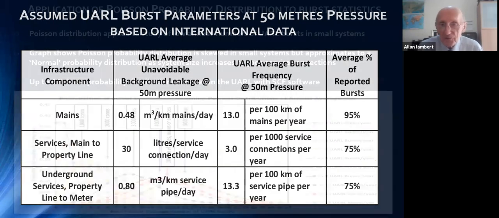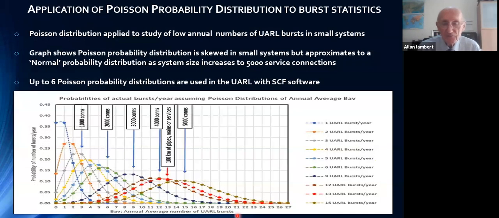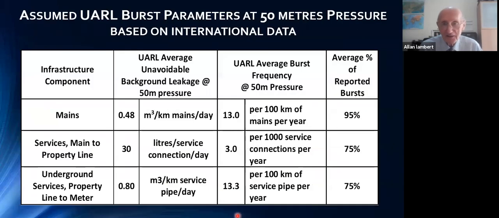Now, we also assumed averages that 95% of mains bursts were, sorry, Kate, I slipped something else in there. That 95% of mains bursts tended to be reported, 75% of services tend to be reported, and the others are unreported. And they run for longer and have larger losses of water.